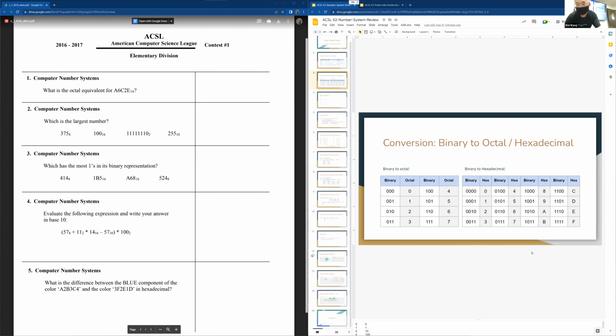So there are the conversion tables if you need those.